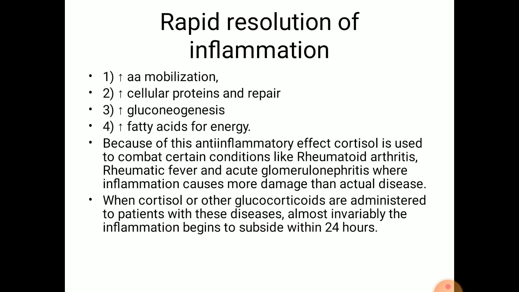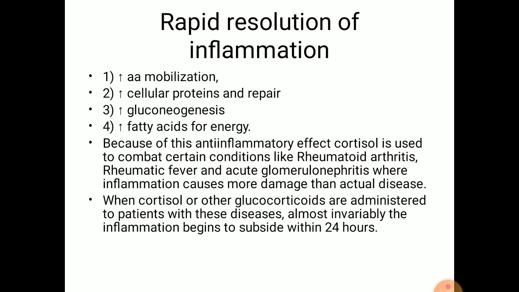Now, rapid resolution of the inflammation, how does it occur? It causes increased amino acid mobilization, increases the cellular protein and repair, increases the gluconeogenesis, and increases the fatty acids for energy. And because of this anti-inflammatory effect, cortisol is used to combat certain conditions like rheumatoid arthritis, rheumatic fever, and acute glomerulonephritis, where the inflammation causes more damage than the actual disease.